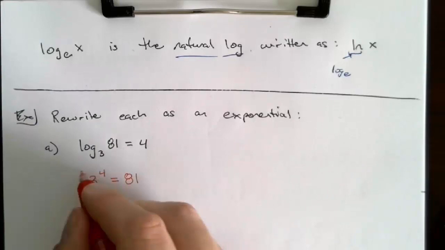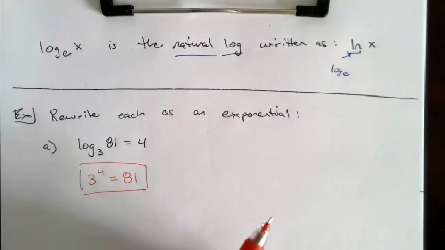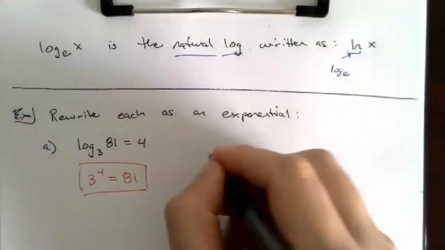Now, this is just us rewriting it. There's really no work to do here, right? 3 to the 4th power does equal 81, but there's nothing to do in terms of solving here. Later on, we'll talk about how you would solve these, but this isn't a question where they're asking you to solve.